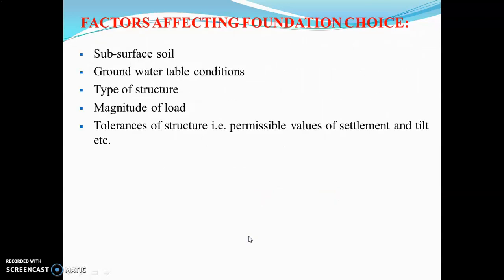There are some factors which affect the foundation choice. The first factor is subsurface soil, next is groundwater table conditions, type of structure, magnitude of load and tolerance of structure, that is permissible values of settlement and tilt, etc. These are the factors you have to consider for the foundation selection.